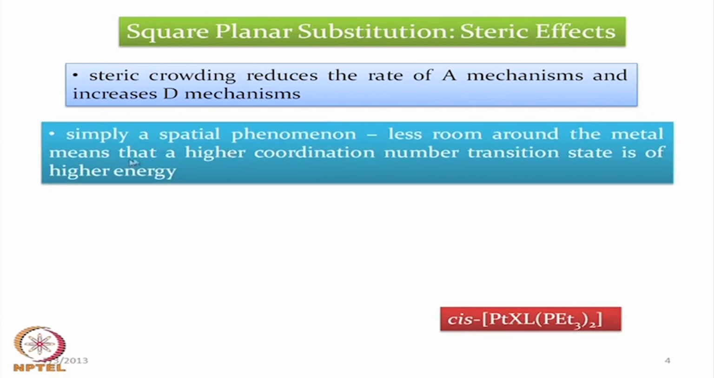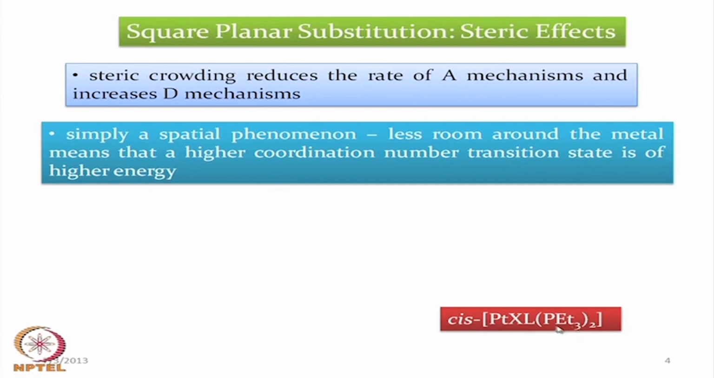So, if we consider a simple spatial phenomenon, that means we have less room around the metal, which means that a higher coordination number at the transition state is of higher energy. That means if we increase the coordination number through some associative mechanism, then it will have higher energy because it is already sterically crowded. So, there is little space or little room to attach the new group around the metal center.